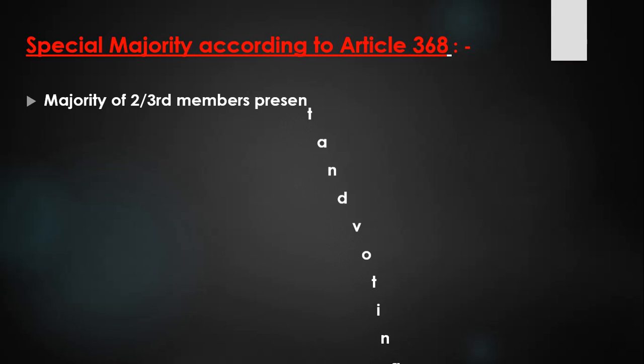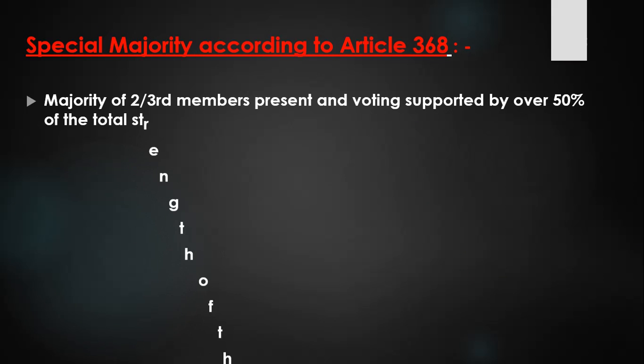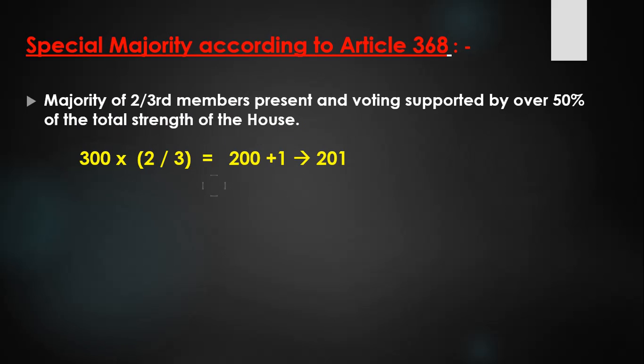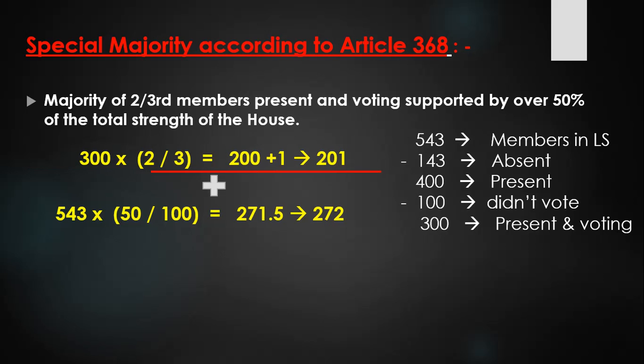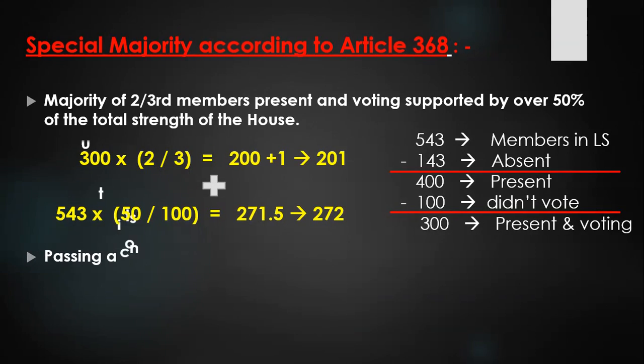Now friends, there is one more special majority according to Article 368. Now what is that? Majority of 2/3 of the members present and voting supported by over 50% of the total strength of the house. Now what does it mean? So again I will explain it with the help of an example.